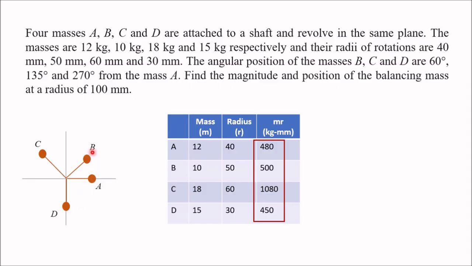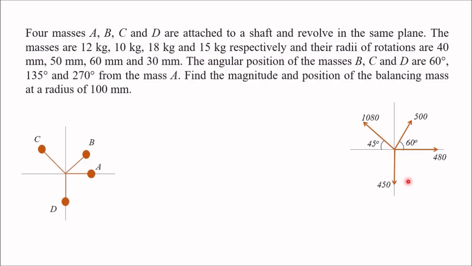Now because of A, B, C and D there will be centrifugal forces. So we will draw these forces here. Along A this force is MR 480, along B it is 500, along C it is 1080, and along D 450. Our aim is to determine the resultant of these 4 forces. The resultant can be determined analytically or graphically. First we will take the analytical method.